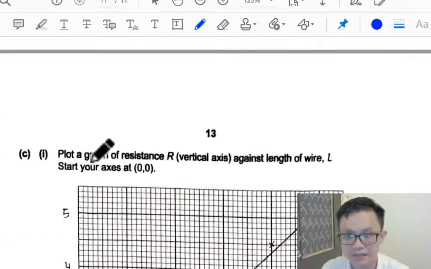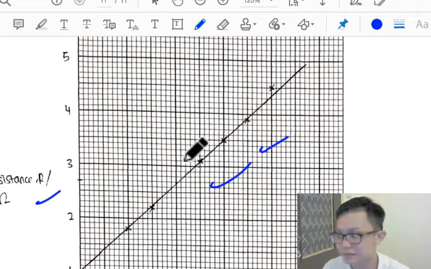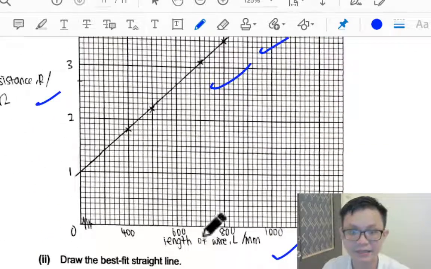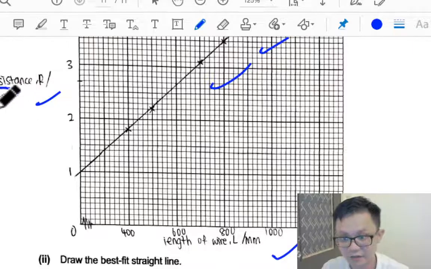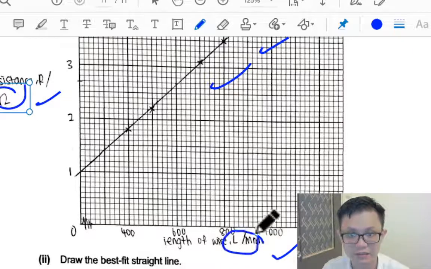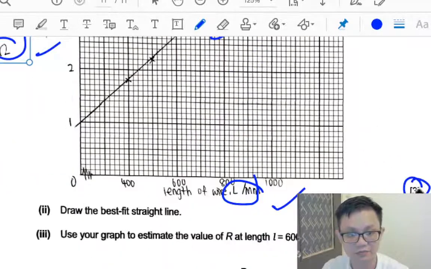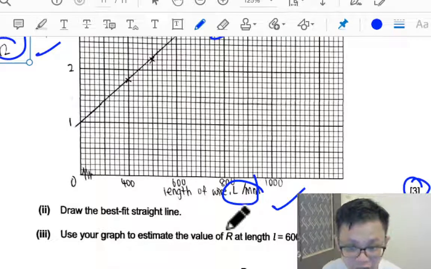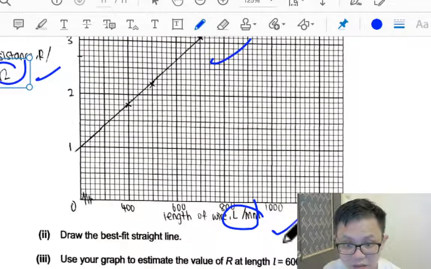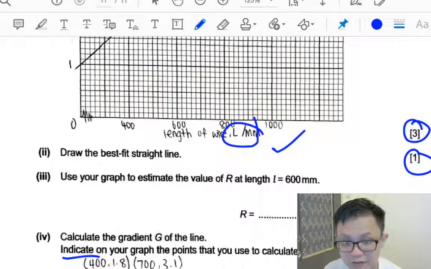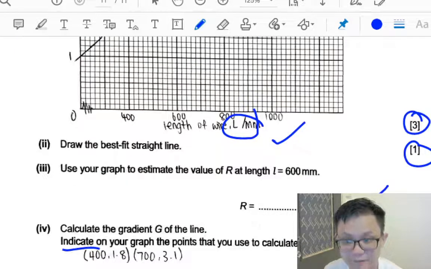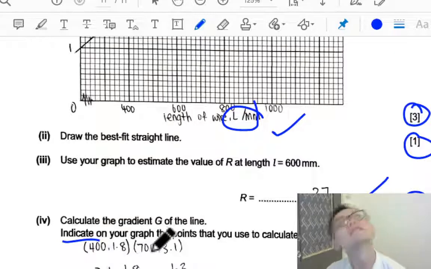Okay. C, plot the graph. So the graph is very good. There is labeling, there is a unit, so you get 1 point for this. And there are proper dots and the graph, so you get 1 point. 3 points. Use your graph to estimate the value of R if the length is 600. So you get 2.7, you get 1 mark, correct? Very good. Calculate the gradient.